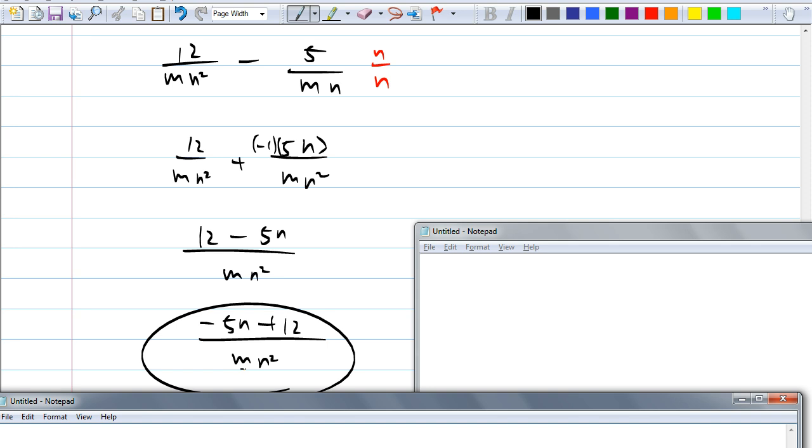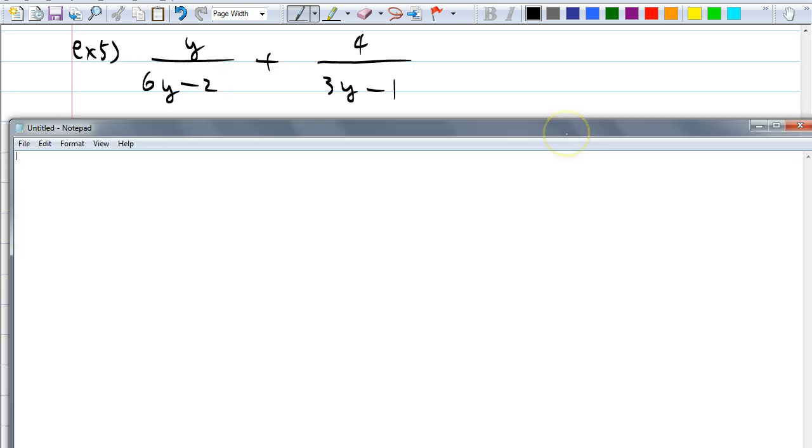All right, let's move on to the next example. So here's a nice problem: y over 6y minus 2 plus 4 over 3y minus 1. Do we have an LCD right now, a least common denominator? No. So guess what? We have to figure out what the least common denominator is.